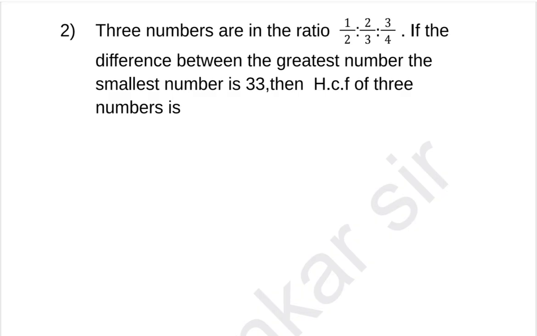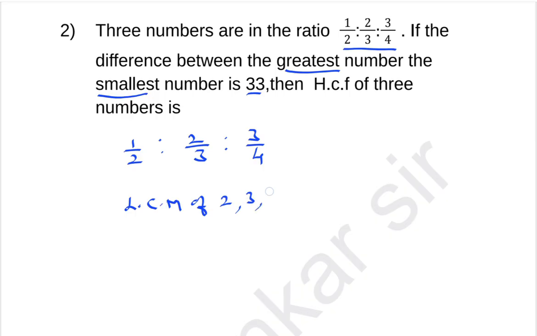Now we are having three numbers, and the difference between the highest number and the lowest number is 33. Here we have to find the highest common factor. So ఇచ్చిన త్రీ నంబర్స్ కూడా ఓకే ఫ్రాక్షన్లో ఉన్నాయి కదా. Therefore I am writing 1/2, 2/3, 3/4. So we have to convert all these in terms of normal numbers. ఈ ఫ్రాక్షన్ పోయే విధంగా చేయాలి కాబట్టి so we have to find the LCM of the denominators, that is 2, 3, 4.